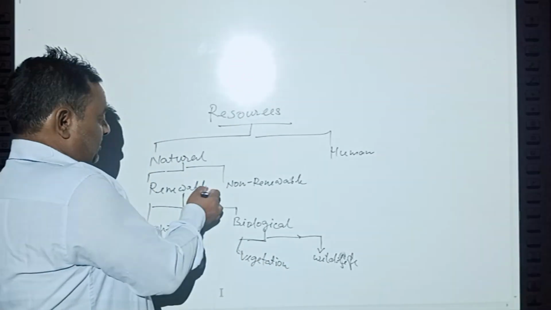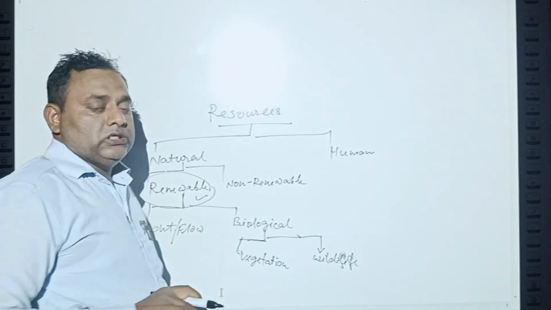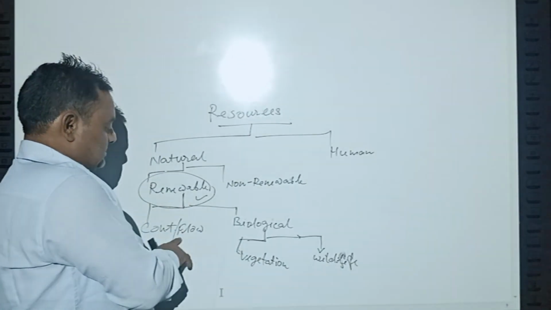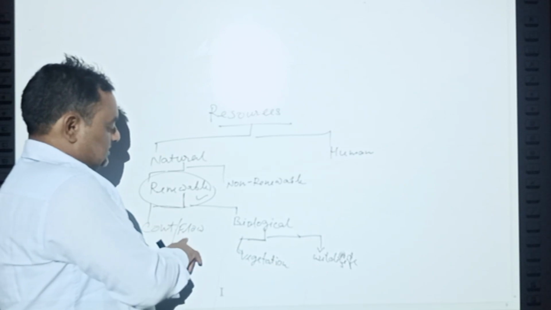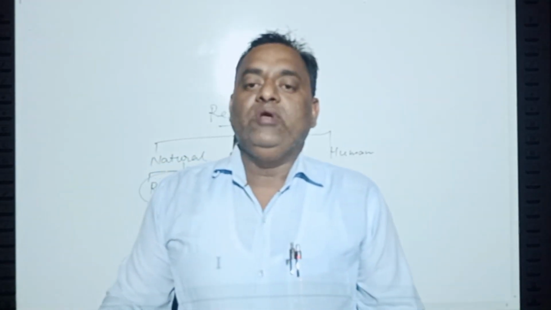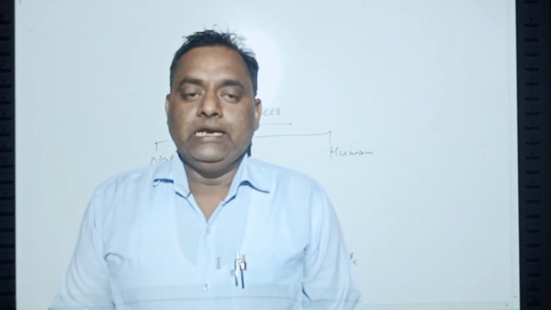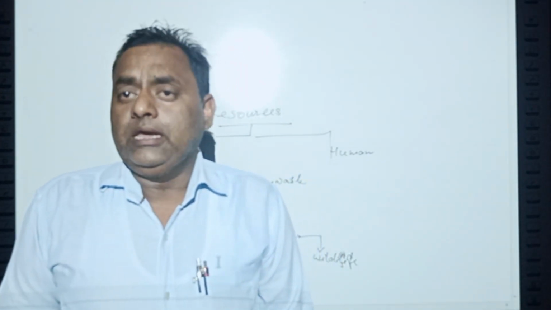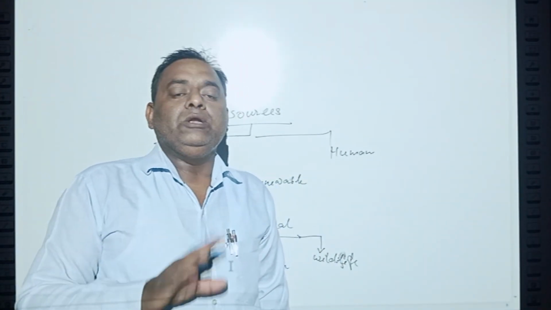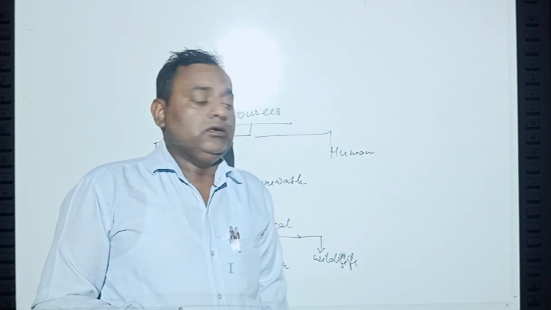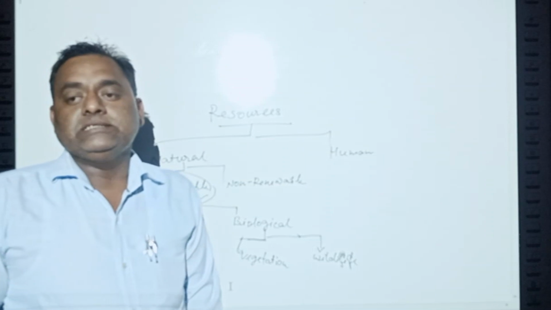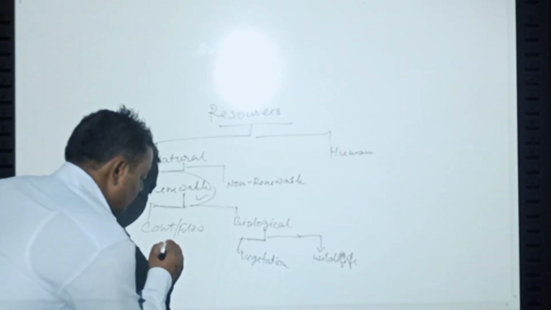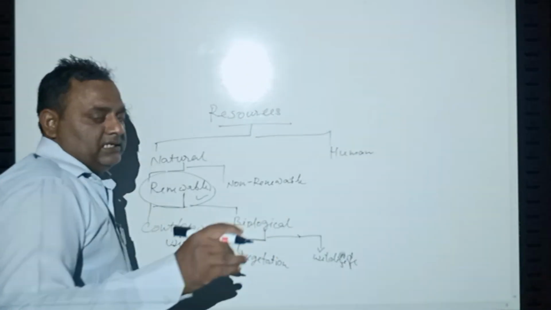I finished renewable resources in the previous video. Once again, in renewable resources, the resources with continuous flow, like wind energy and solar energy, will continue. They cannot end, and they have a continuous flow. So they are called continuous flow energy resources. Examples are wind energy and solar energy.